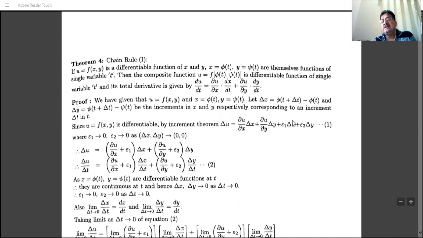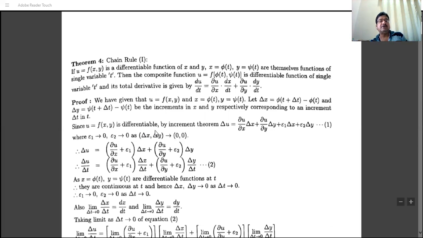Here h means delta x, and phi(h,k) is denoted by epsilon 1. This epsilon 2 means psi(h,k), okay? So epsilon 2, where phi and psi tend to 0 as (h,k) tends to (0,0). So here phi and psi are denoted by epsilon 1 and epsilon 2. So epsilon 1 tends to 0, epsilon 2 tends to 0 as (h,k), where h means delta x and k means delta y, tends to (0,0).